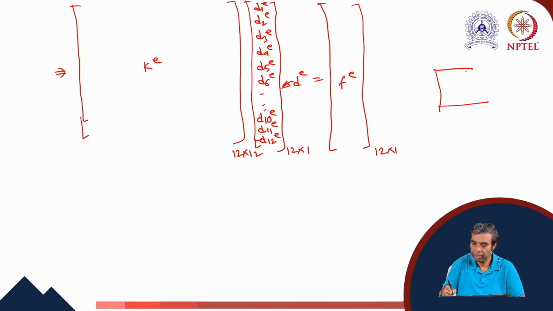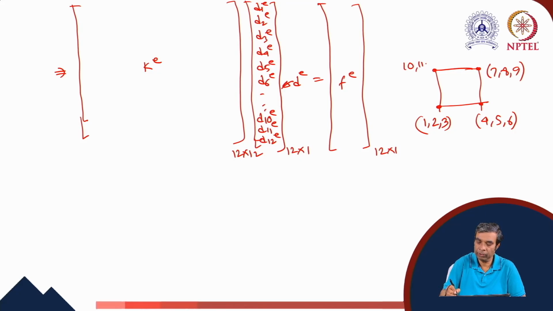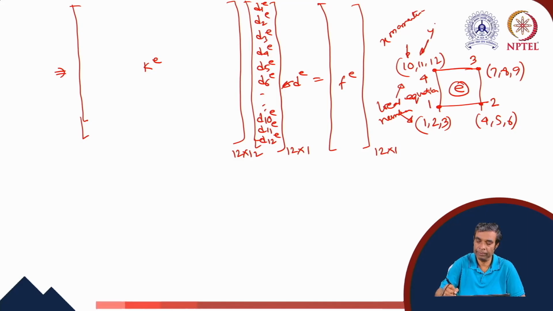So our numbering is like this: the local equation numbers are 1, 2, 3, 4, 5, 6, 7, 8, 9, 10, 11, 12. So this is local node 1, local node 2, local node 3, and local node 4. These are local equation numbers. The first one is for x momentum. The second one is for y momentum. And the last one is for continuity.